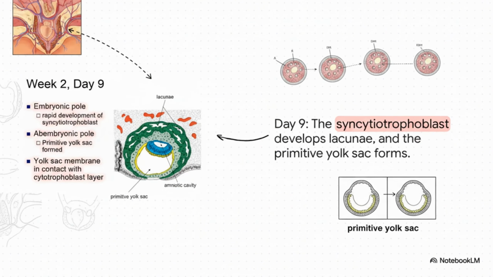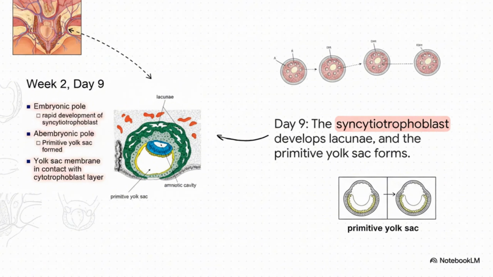Moving on to day 9, let's focus on the embryonic pole. That's the side that's really burrowing into the uterine wall. Here, that syncytiotrophoblast is just growing like crazy, and these little empty spaces, or vacuoles, called lacunae, start to pop up inside it. This is so important it's called the lacunar stage.